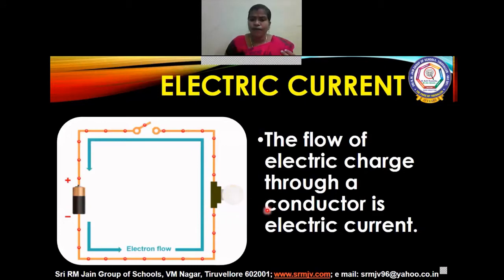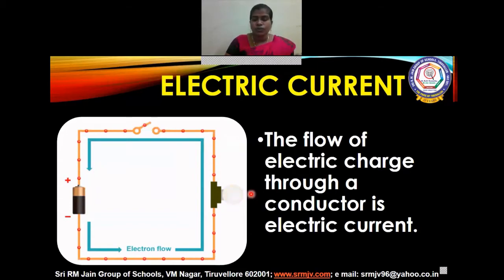The flow of electric charge through a conductor is electric current. In order for electric charge to flow, it needs a source, and here is the battery. It needs a closed path, that is the conductor, and it needs a switch, and here is the switch. It also needs an electrical device. Here is the bulb. So in order to flow, these many things are required by the electric charge.